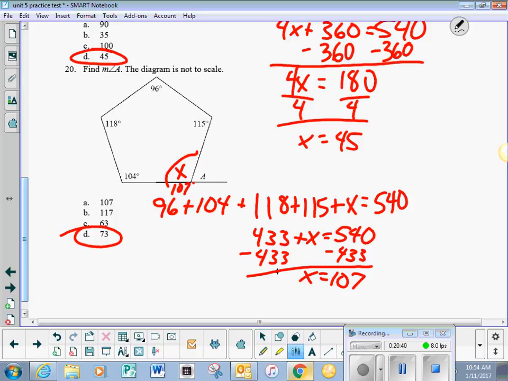Well, I knew that this was 107, and I know that these are supplementary because they make a straight line. 180 minus 107. I added them, and then I figured it all equaled 360, so I subtracted 360 from 433, and I got 23. But I got it right.